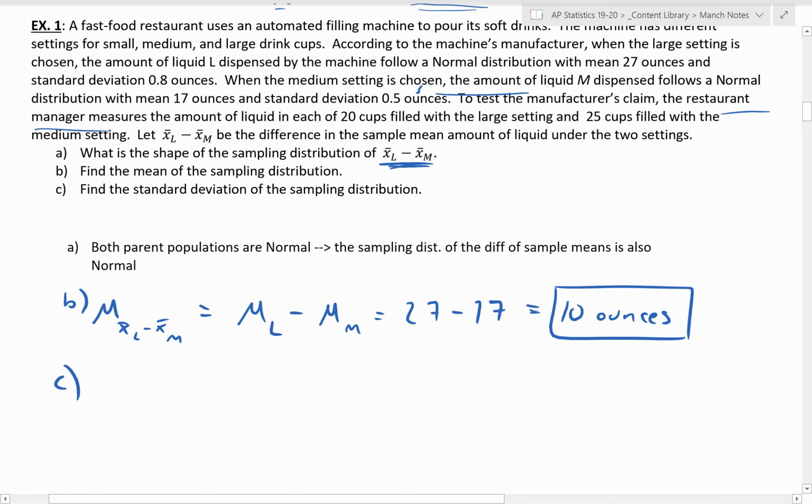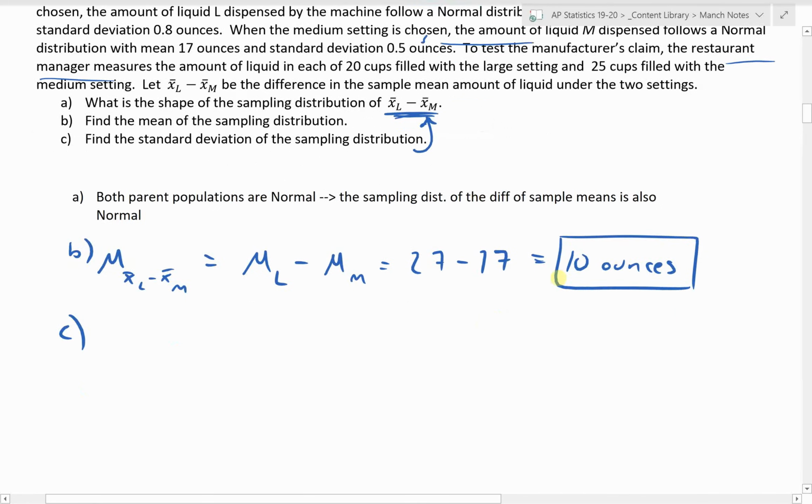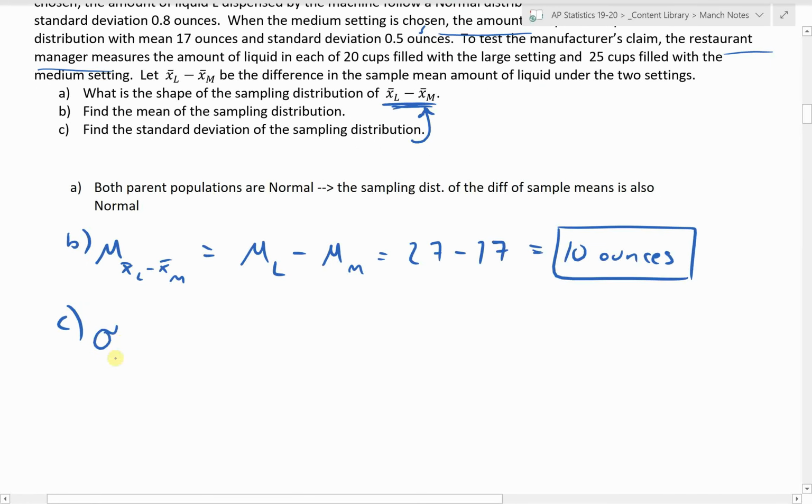C says find the standard deviation of the sampling distribution. Again, the sampling distribution of x bar L minus x bar M. Find the standard deviation. Well, we just learned that formula on the previous page. The standard deviation of x bar L minus x bar M is equal to the square root of the standard deviation of L squared. Let me be extra clear here. It's the square root of the sum of the variances, right?